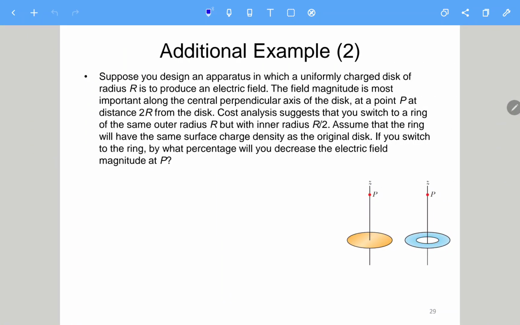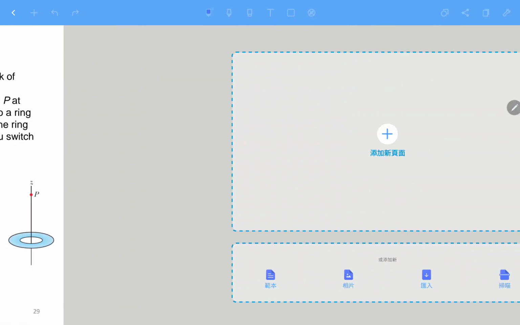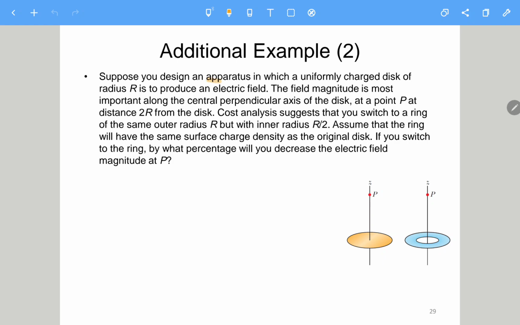And then next, we have another sample problem. Okay, so it asks you, suppose you design an apparatus with a uniform charge disk of radius R to produce an E field. Okay, the field magnitude is most important along the central perpendicular axis, which means the Z axis here. Okay, at point P, distance 2R. It tells you that the radius is capital R, and the distance from the center to the point P is 2R. So as this one, 2R.